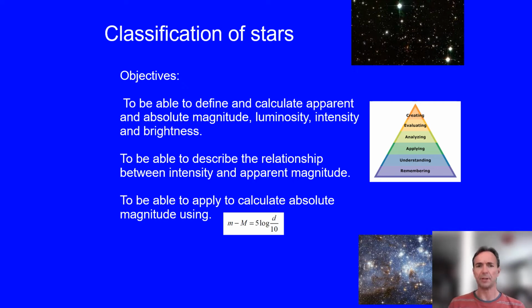To also describe the relationship between intensity and apparent magnitude, which is quite hard. It's about measuring light at the Earth, and there's an SI unit way of doing it and a non-SI unit way of doing it, and you can compare the two. There are ways of doing it, and I'll show you how.